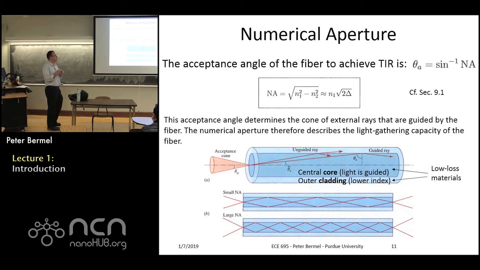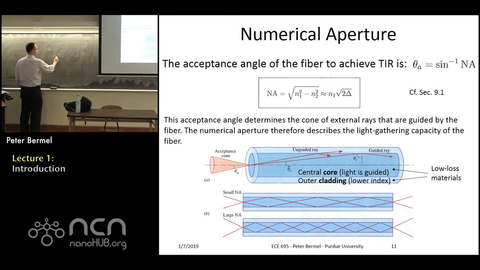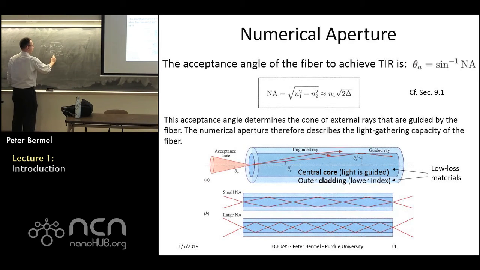So then this tells you what I've defined as the so-called delta parameter, and let me draw this on the board real quick. If we define NA as the square root of n1 squared minus n2 squared, but we also assume n1 and n2 are close to each other, then we can write something like n1 plus n2 times n1 minus n2. And then we can also assume that n1 plus n2 is approximately equal to 2 times n1.